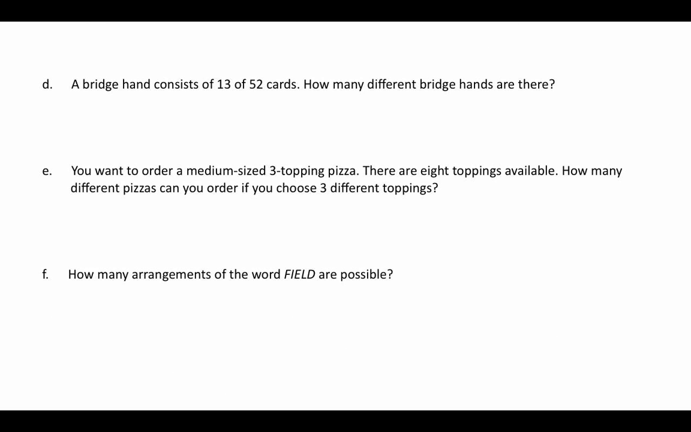A bridge hand consists of 13 of 52 cards. How many different bridge hands are there? Now, even for people that don't play bridge, whenever you're playing cards, does the order of the cards that are in your hand matter? In almost all cases, no. Is this a permutation or a combination? So if order doesn't matter, then it's a combination. And if I have 52 cards to choose from, and I'm choosing 13, now this is a huge number. 6.35 times 10 to the 11th different hands. So there's tons of hands. That's why bridge is so exciting.